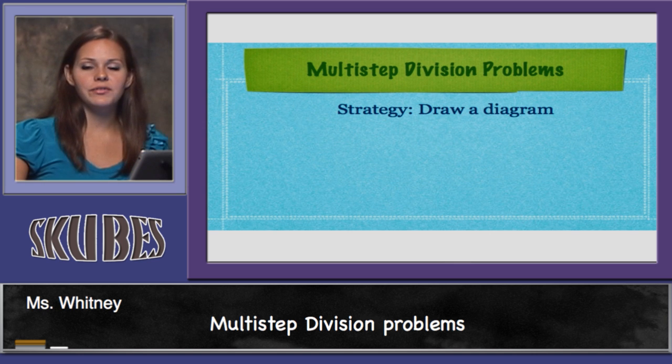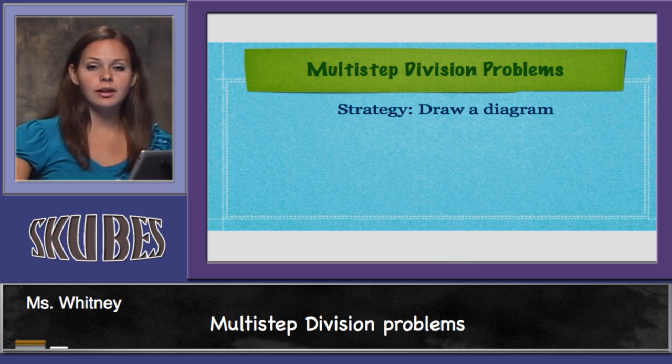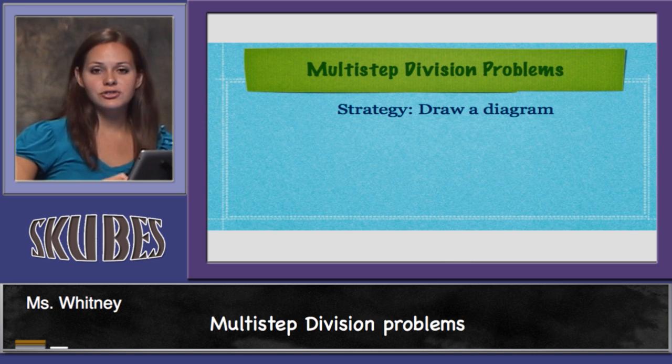We are going to solve multi-step division problems using the strategy Draw a Diagram.